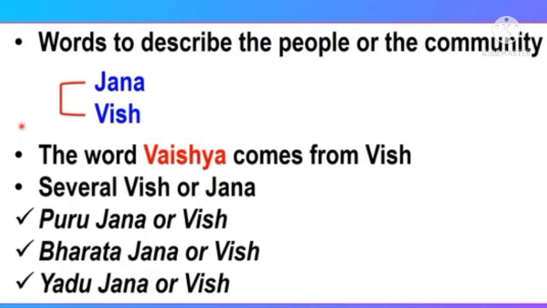Two words were used to describe the people or the community as a whole. One was the word Jana, which we still use in Hindi and other languages. The other was Vish. The word Vaishya comes from Vish. You will learn more about this later. Several Vish or Jana are mentioned by name. So we find reference to the Puru Jana or Vish, the Bharata Jana or Vish, the Yadu Jana or Vish, and so on.